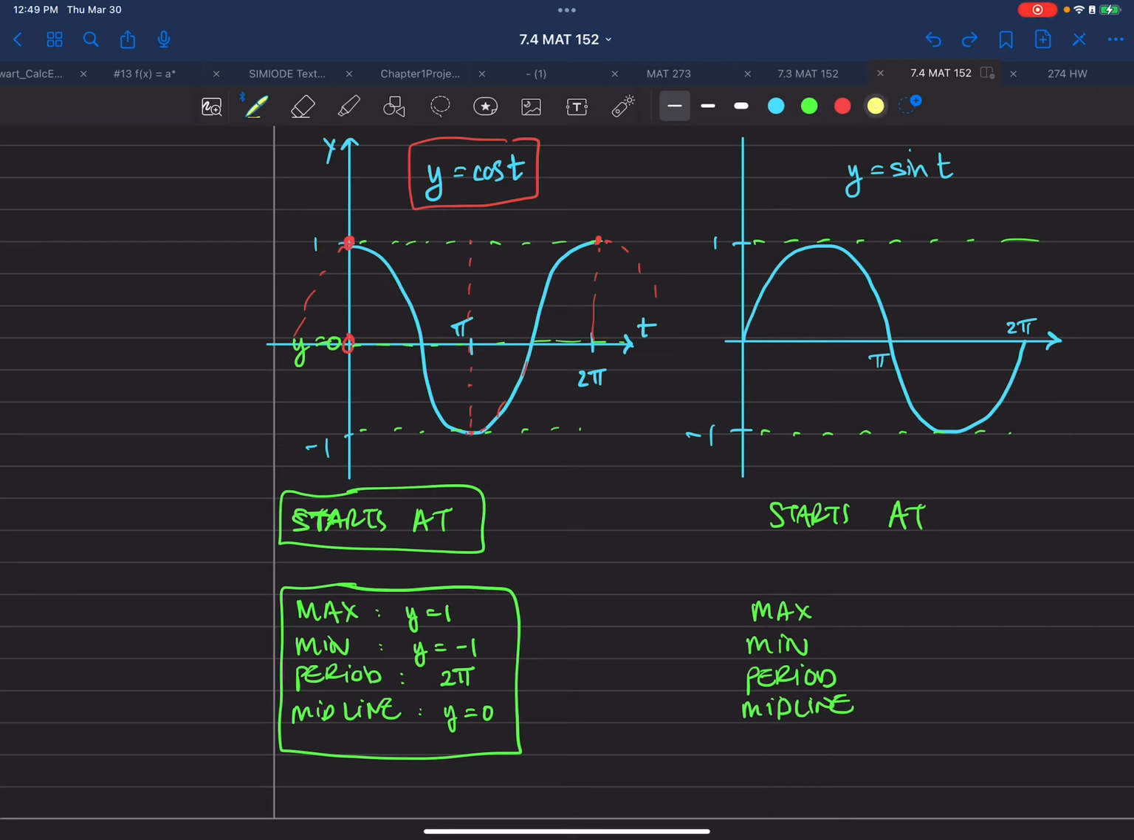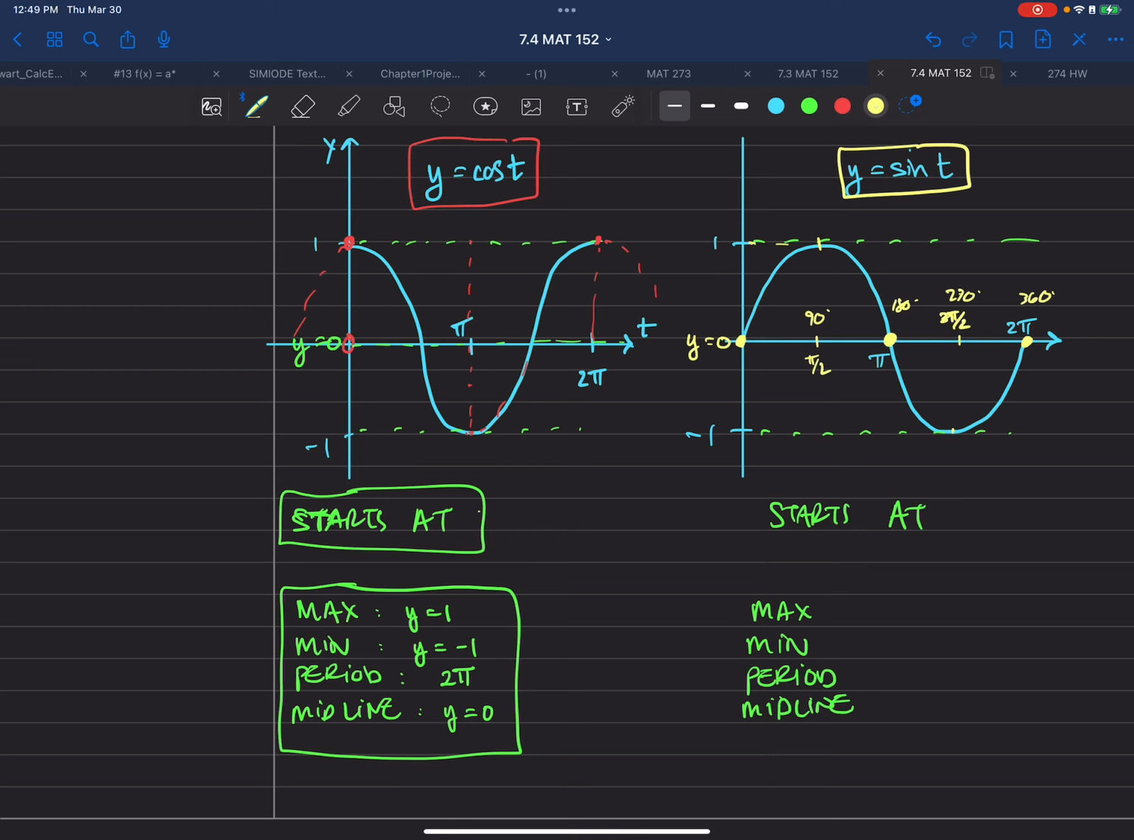So y equals sine is over here. It starts at 0 instead of its maximum. It starts at the midline, heads up to its max here at pi over 2, back to the midline at pi, down to its minimum at 3 pi over 2. Right? And again, you can also think of this as like 90 degrees, 180 degrees, 270 degrees, and then 360 degrees, or 2 pi radians of rotation, and it's back to the midline of y equals 0. So this one starts at 0.